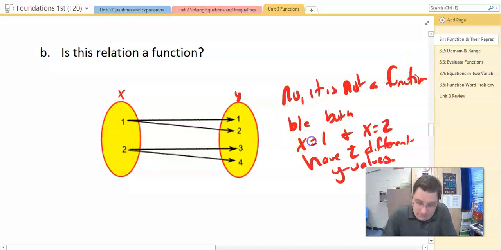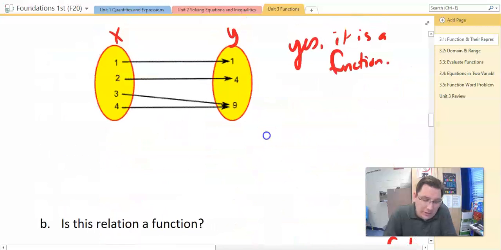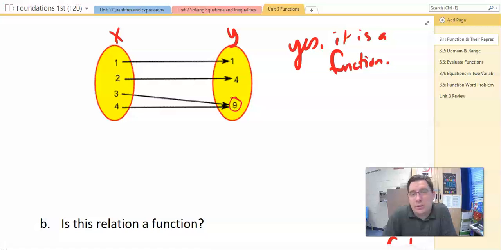That's the key thing. So again, pay attention to what your x's are doing. And the easiest thing to do with a mapping diagram is look at the arrows. If I have 2 separate arrows come out of the same x value, it's not a function. Whereas if we go back to example 1, I have 2 different x values going to the same y. That's okay. That is a function.